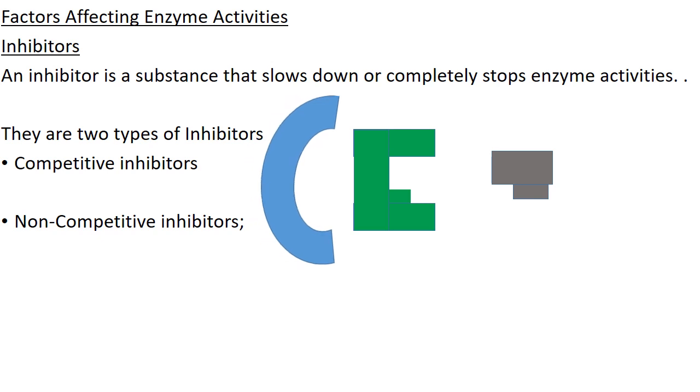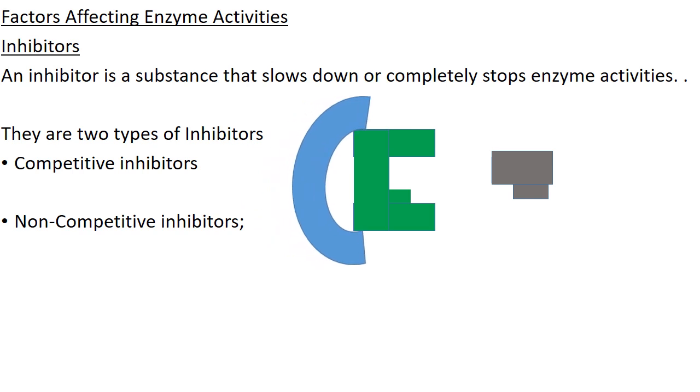The other type of inhibitors are called non-competitive inhibitors. These ones don't compete with the substrate. What they do is they go onto the allosteric site, and using the allosteric site, they change the shape of the enzyme. For example, they can make it smaller so that the active site changes and the substrate does not fit. This marks the end of this part of enzymes.